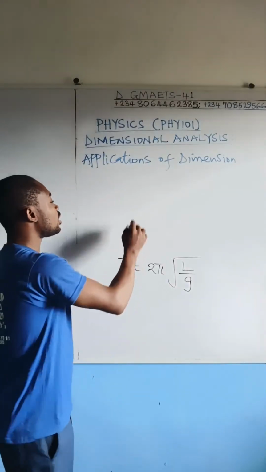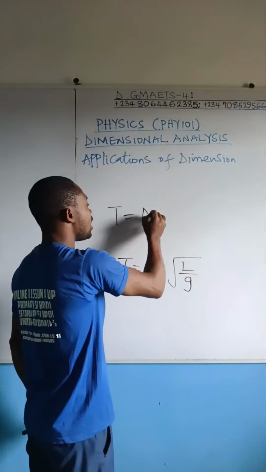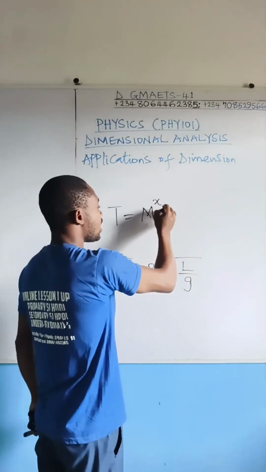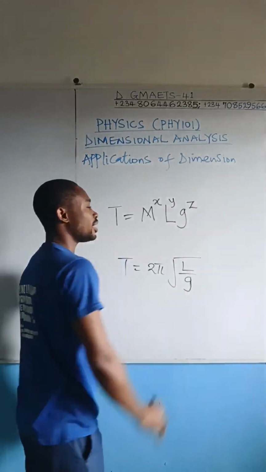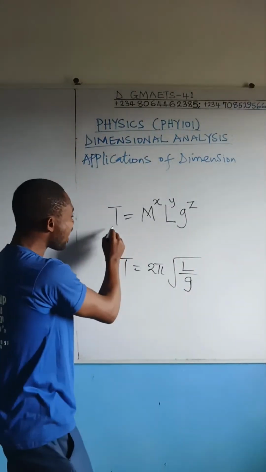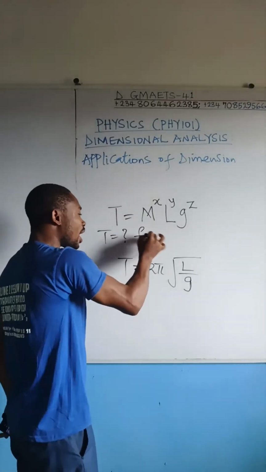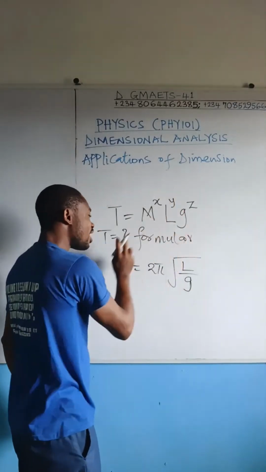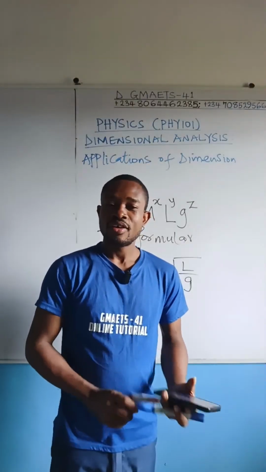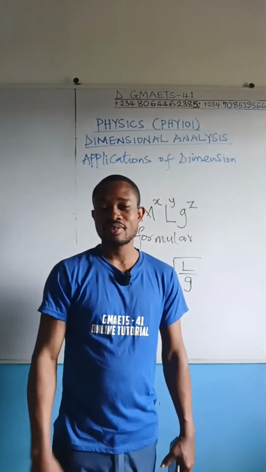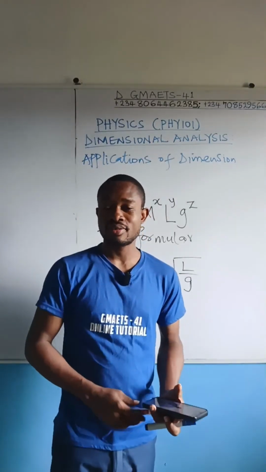Now I can tell you that the period of a particular quantity is equal to m raised to the power x, L raised to the power y, g raised to the power z. Derive the period. Derive the formula of the period. Derive it. The knowledge of dimension can be used for this.